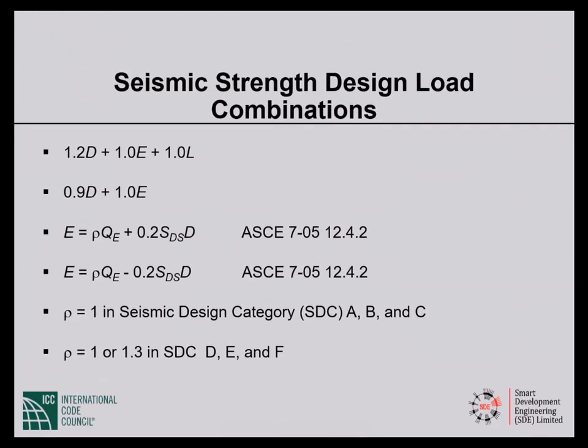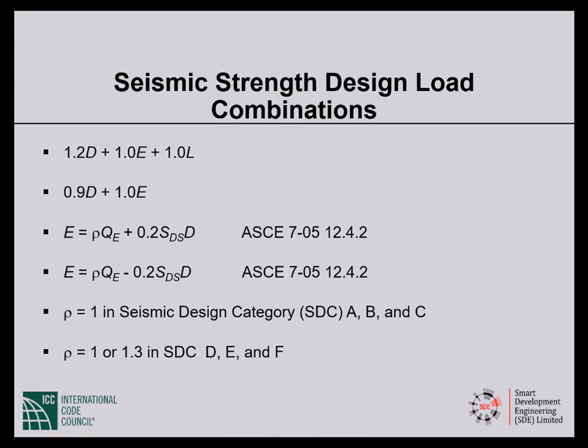Now, here in the first two lines, I have written the additive seismic and the counteractive seismic load combinations. Then the E earthquake effect is made up of two parts: the horizontal earthquake effect and the vertical earthquake effect. In BNBC 2020, it is E sub H and E sub V.